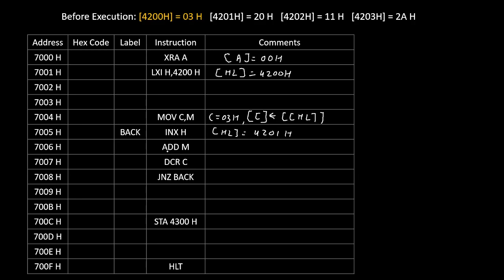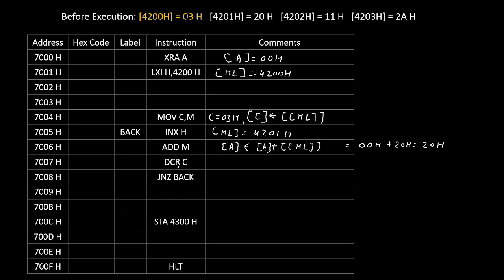The next instruction is ADD M. Because of ADD M, the content of the location pointed to by HL gets added inside the accumulator, and the answer is stored inside the accumulator. The previous value of the accumulator was 00, so 00H gets added to the content of HL. The content of 4201 is 20H, so 00 plus 20 is going to be 20H. After execution of this instruction, our accumulator becomes 20H, and we have completed one addition.